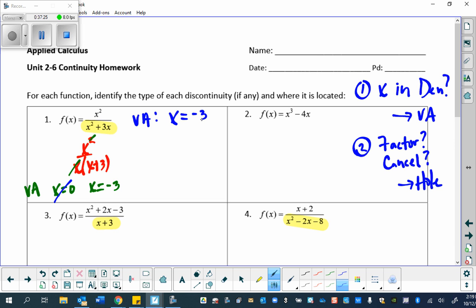Let's talk about this hole. If I want to deal with this hole, I know that if I have an input value of 0, it used to cause an asymptote, but that canceled out. So now I have to look at the value of the function at that. So I'm going to substitute into my function 0 over 0 plus 3, which means my hole is at (0, 0). You okay with that?